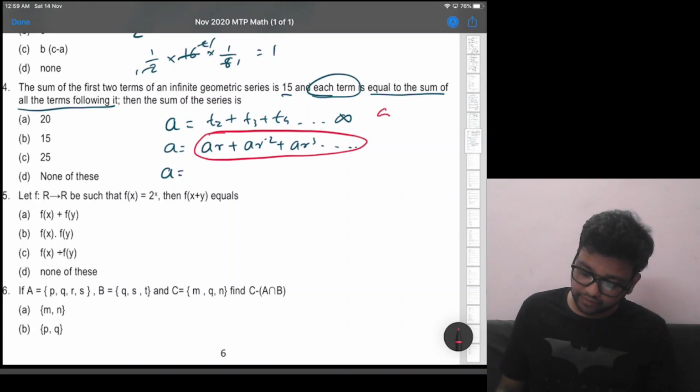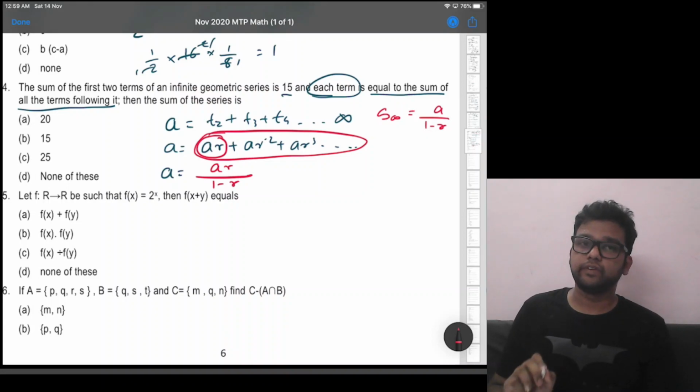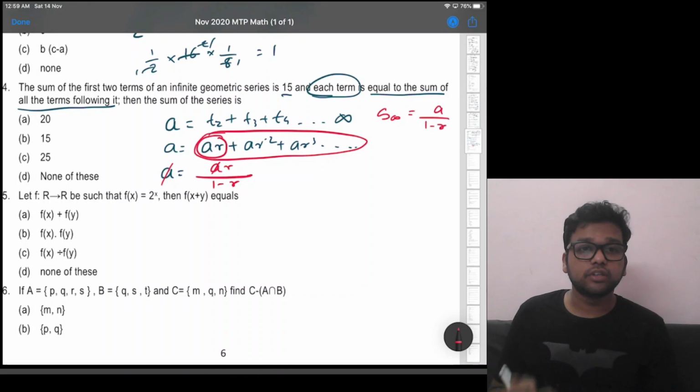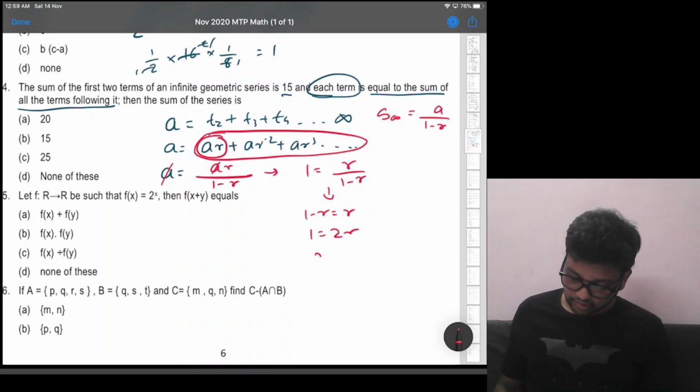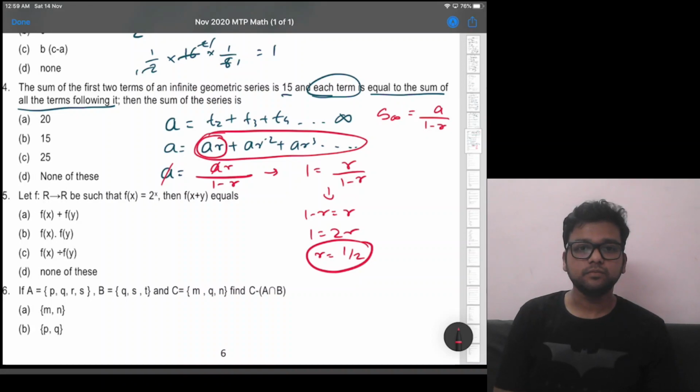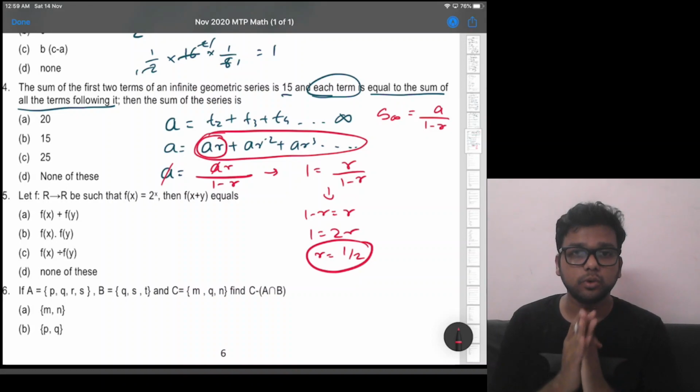What is the formula of S infinity? First term divided by 1 minus R, right? What is the first term here? First term is AR divided by, common ratio is same, 1 minus R, right? We can cancel this A and A because anyway it is going to be divided. That means 1 is equal to R upon 1 minus R. That means 1 minus R is equal to R. That means 1 is equal to 2R. That means R is equal to half. Okay, this can give us the answer now.